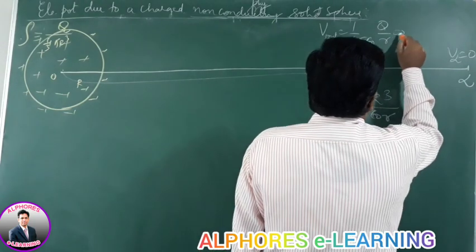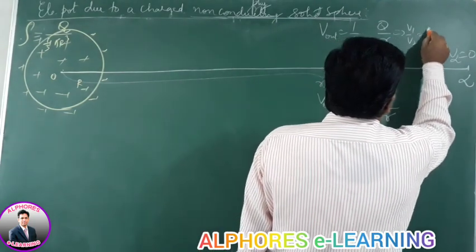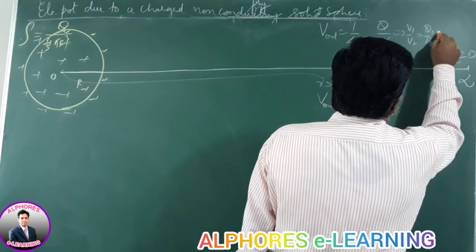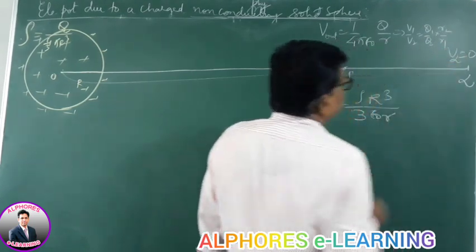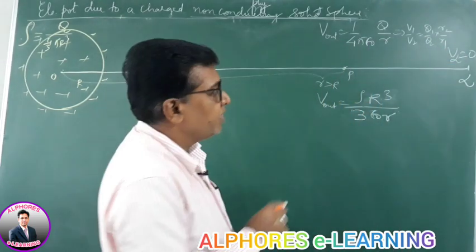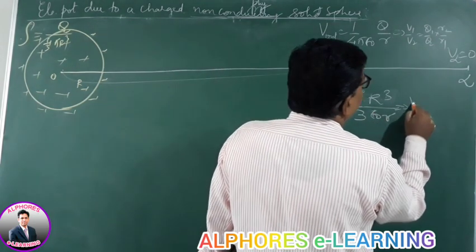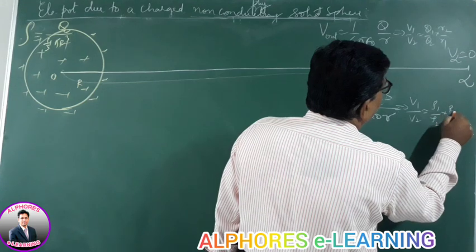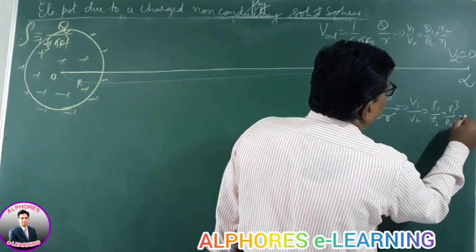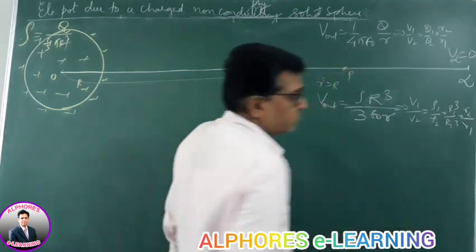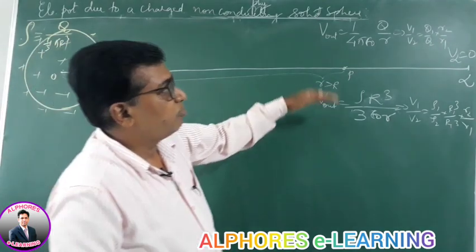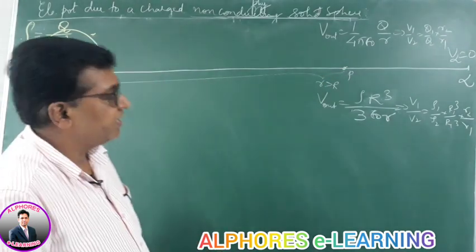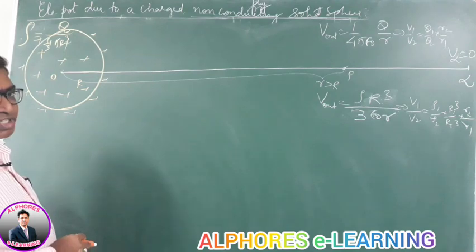Now in this one, V1 by V2 is equal to Q1 by Q2 into R2 by R1. Please observe the variation also here. And here V1 by V2 is equal to rho 1 by rho 2 into R1 cube by R2 cube into R2 by R2. So this way, the potential at the outside point for any non-conducting charge is obtained.